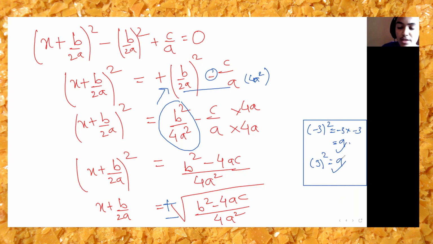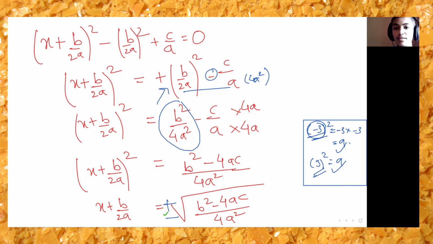So these both values are the same, but one is the square of a negative integer and one is the square of a positive integer. So we don't know whether this is the square of a positive or negative. So we should write plus or minus. This is the most important, and many of the students lose marks here. So now it is done. Then next, plus or minus under root of b square minus 4ac by 4a square.